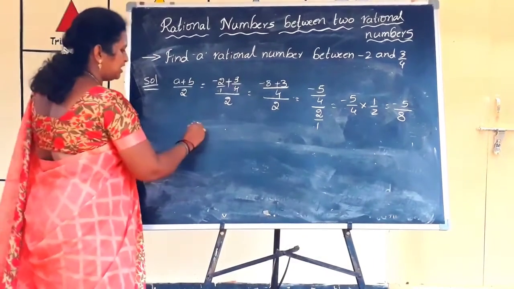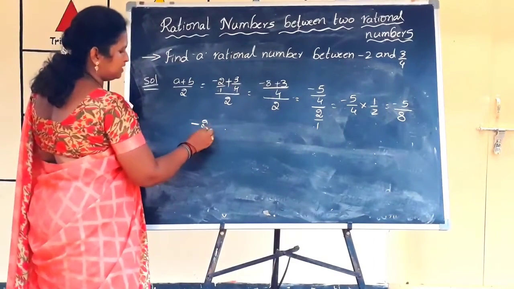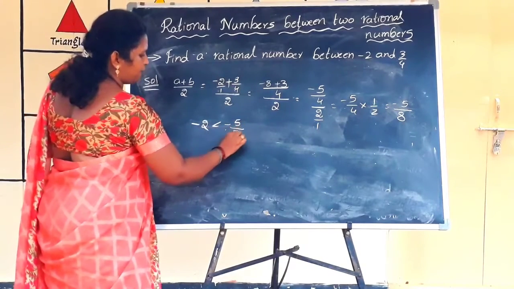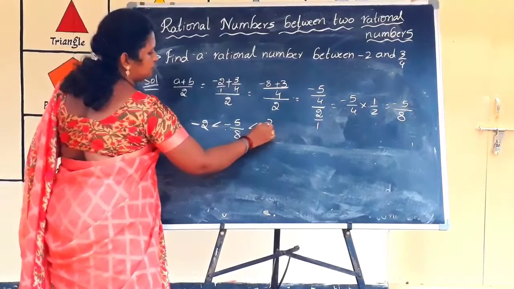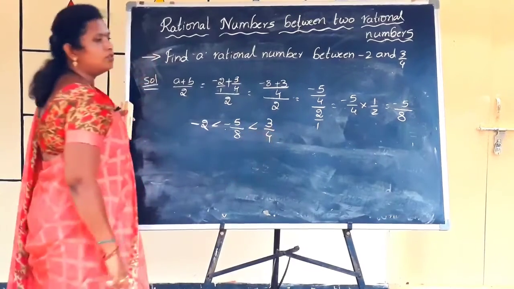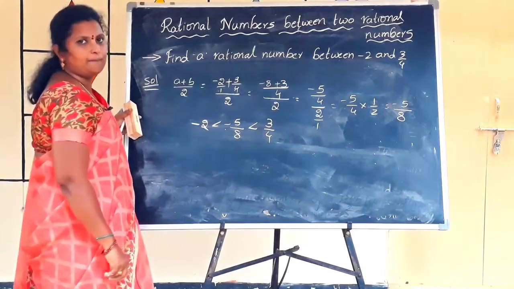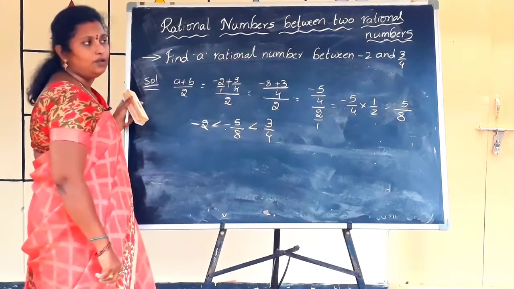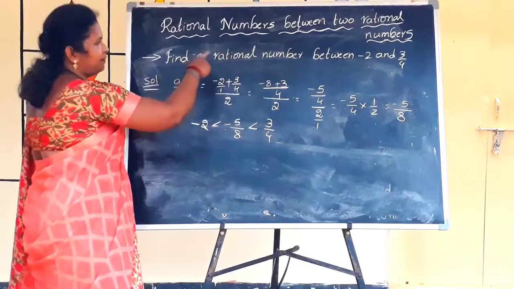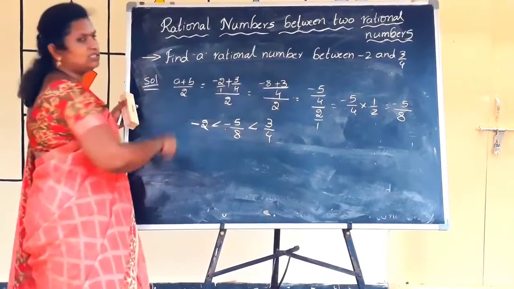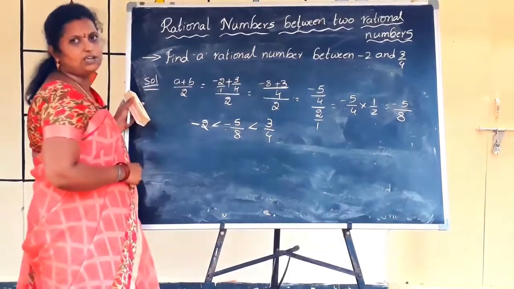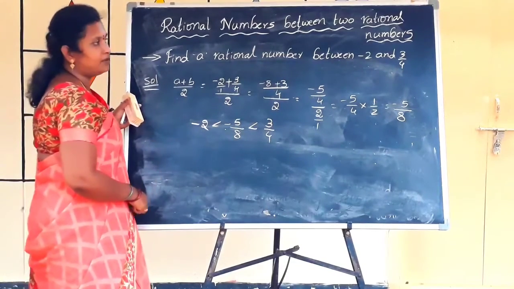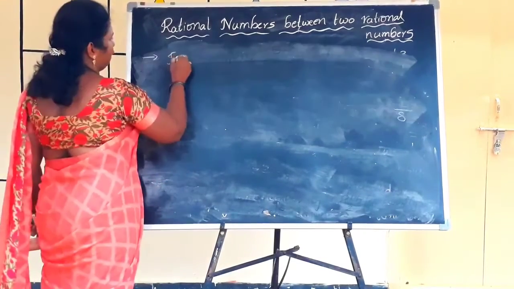So the rational number between -2 and 3 by 4 is minus 5 by 8. Okay. So like this we can find the rational number by using the formula (a plus b) by 2. If I am asking for only one, two, or three rational numbers, then we can apply this formula.